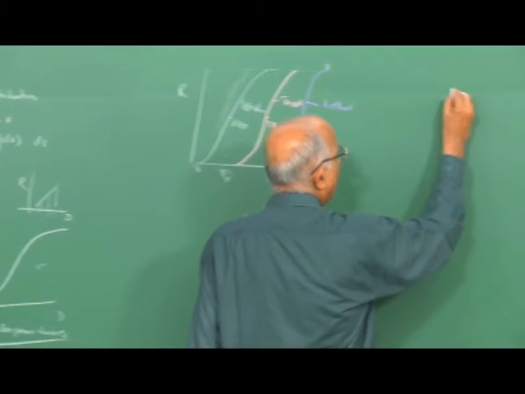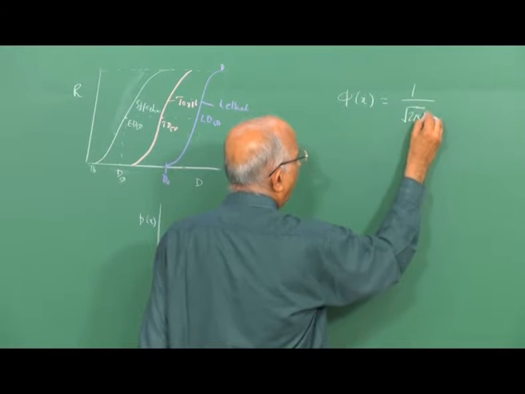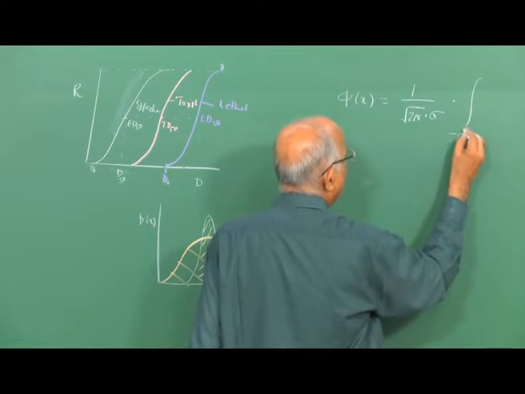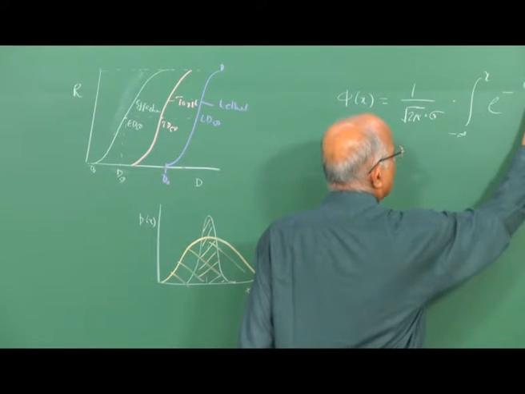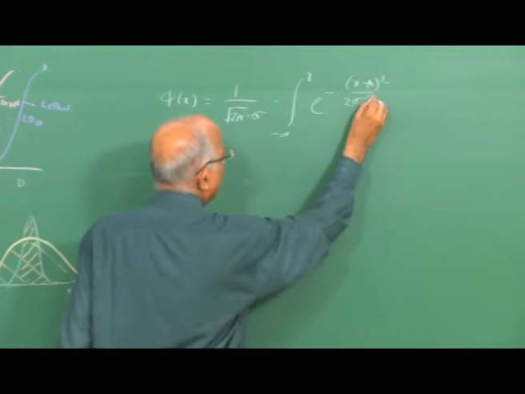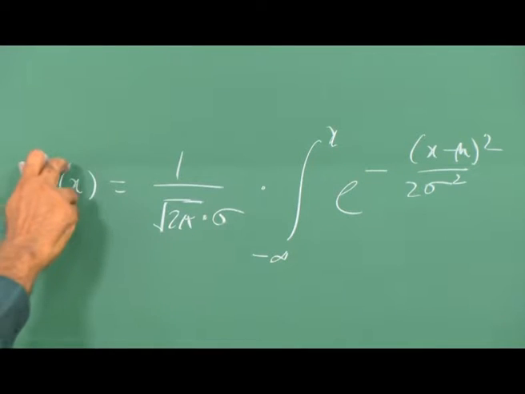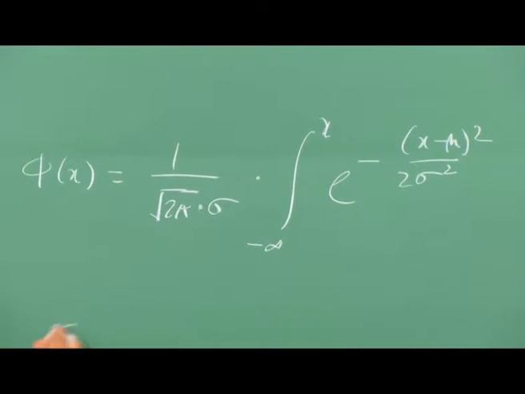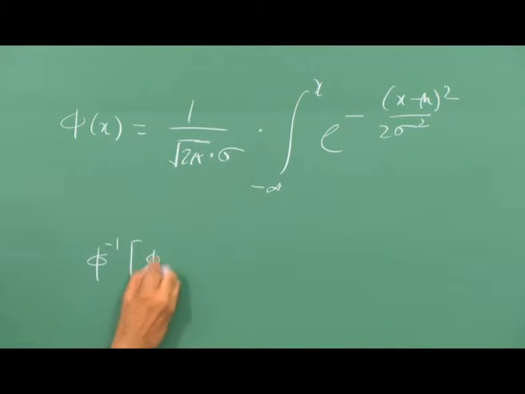What I do is, I say, well, phi x is equal to 1 over root 2 pi times the standard deviation, and we will come back to the standard deviation, integrated from minus infinity to the value of x over here, of e to the power minus (x minus mu) whole square divided by 2 sigma square. This is the value of the cumulative distribution. Now, if I can have a transform, something like I transform my cumulative distribution by taking the inverse of it, I can take the inverse of the cumulative distribution itself, phi inverse of phi x.